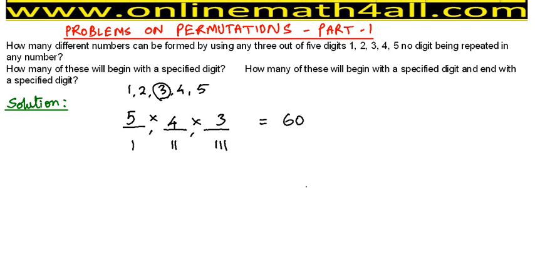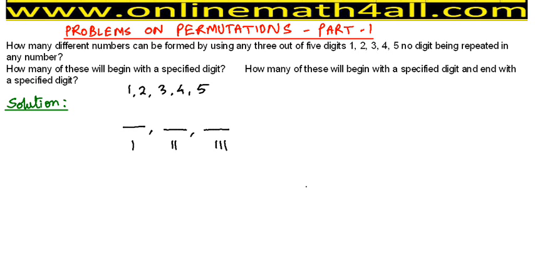I hope now the students will be able to understand clearly how to get the result for this kind of questions on permutations. Okay students, now let us consider the second part of the question. The second part of the question is how many of these will begin with a specified digit?